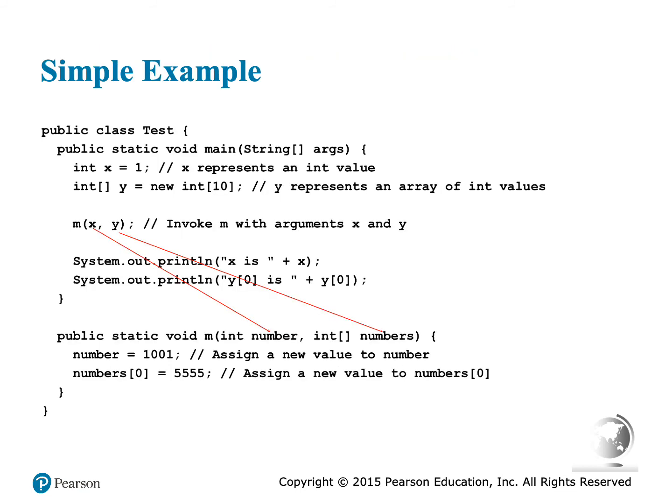Consider this simple example. You will notice that since x is a primitive data type, even though the corresponding parameter number is changed in the method m, the value of x is not changed in main. The situation is different with y, however. Since y is an array, when y is passed to m and the corresponding local parameter, the array numbers, is changed in m, the original array y is also changed when control returns to the main method. Please refer to your online textbook resources for a complete listing 7.3 for a further example of pass by value versus pass by reference.